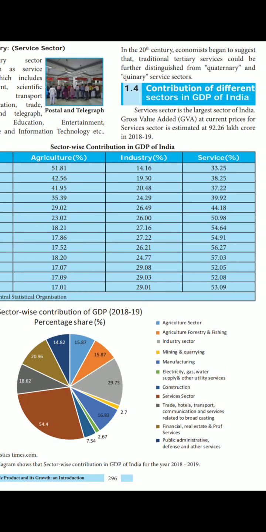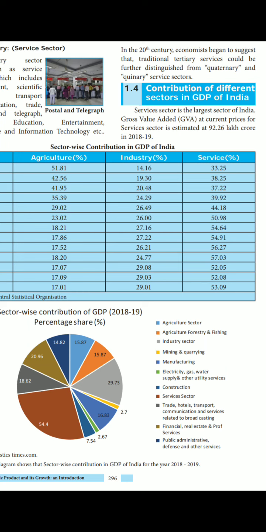There is one fill in the blanks also. Dash is the largest sector of India. That is the service sector. Okay. So, which is the largest sector of India? Service sector. The gross value added at current price for service sector is estimated at 92.26 lakh crores in 2018-19.